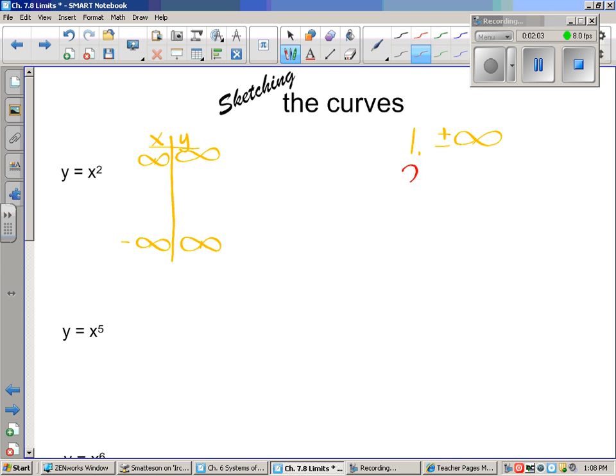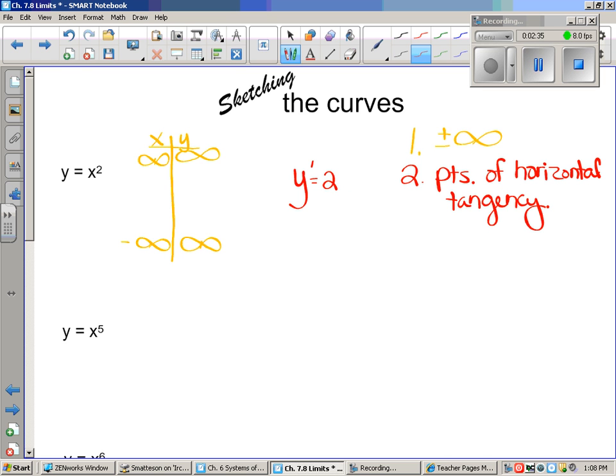Good. Step number 2, and this is important, is that you then look for points of horizontal tangency, your favorite thing. Many of you last chapter had a little bit of a rough time with this kind of question. So we're going to look at horizontal tangency. When is the slope equal to 0? We're going to find the derivative. So y prime is going to be 2x, and then I'm going to say 2x equals 0, and so x equals 0. So 0 is my point of horizontal tangency. I plug in 0 and get the point 0, 0. Easy enough.